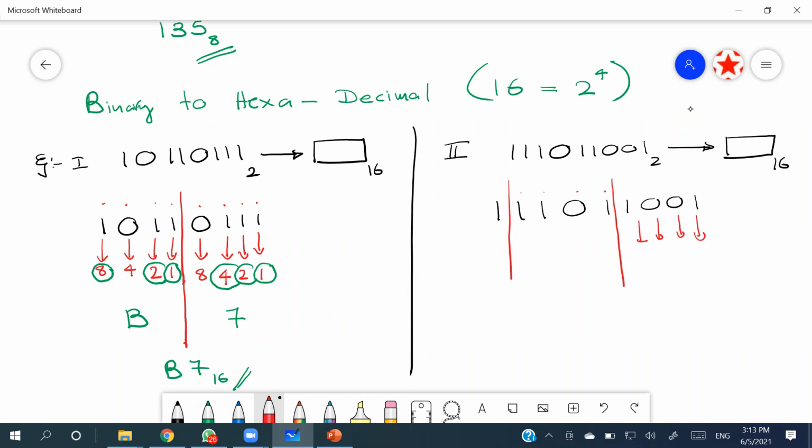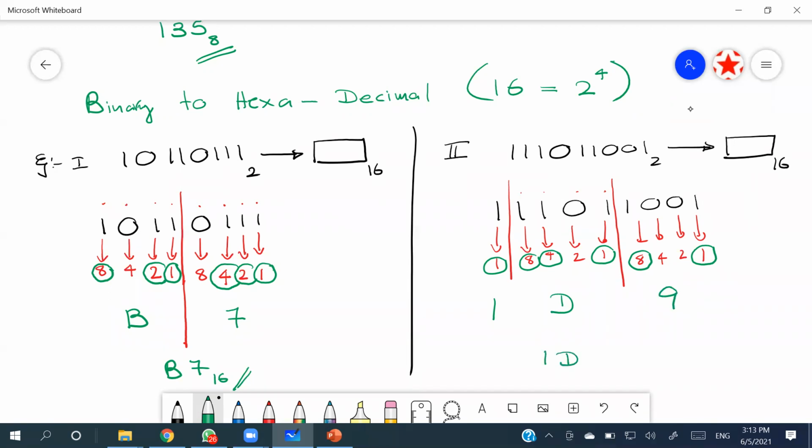Right, so here we go. 1, 2, 4, and 8. Again, 1, 2, 4, and 8. And here you just got 1, no 2, 4, 8s. Now we are going to add the things under the 1s. So here it's 1, 4, and 8. This is just 1, so this gives you 1. This gives you 8 plus 4 is 12, 12 plus 1 is 13. 13 means D. Here 8 plus 1 is 9. So the final answer is 1D9 in hexadecimal.